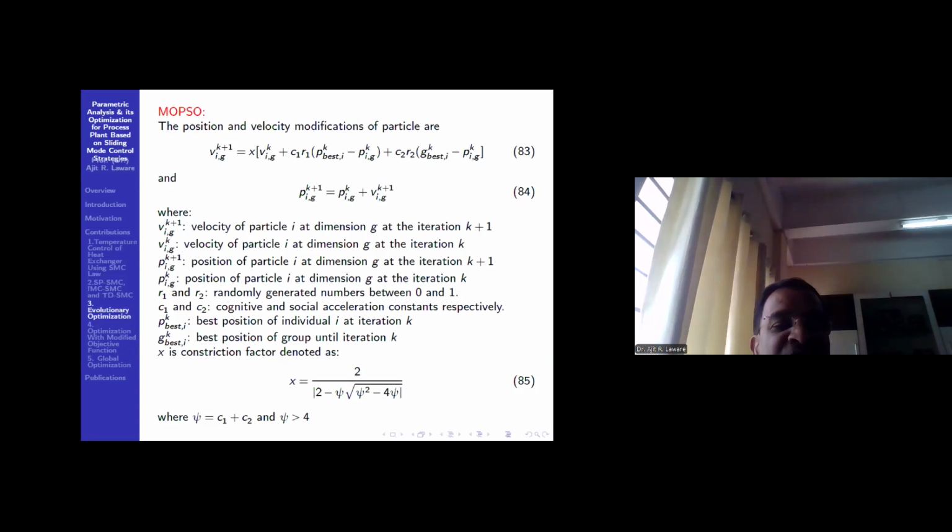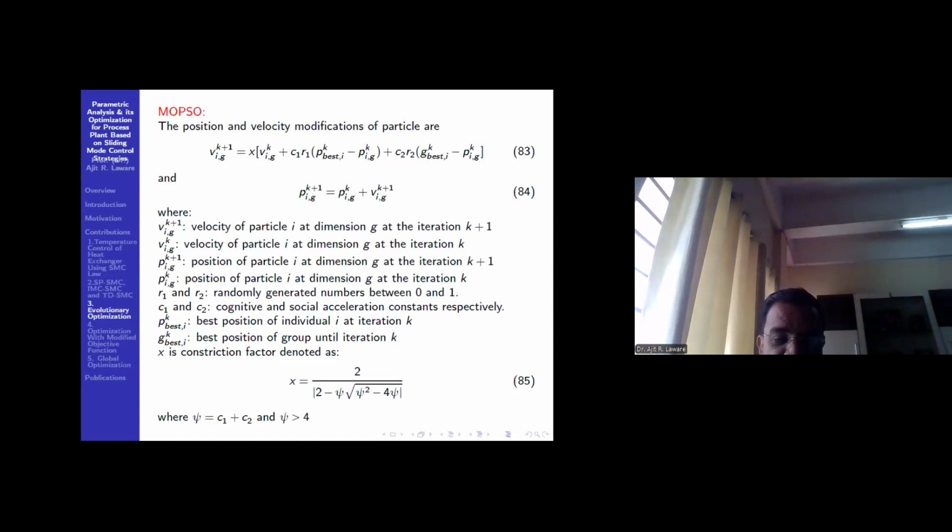Here V stands for velocity, and v_ij, where i is the particle, j is the dimension, and k is the counter. V is the velocity, and equation 84 gives you the position. The position and velocity modifications of the particle are represented by equations 83 and 84. Here, initially, instead of x, there is a constriction factor that is given by equation 85. Actually here what is happening is pbest and gbest. Pbest means personal best, gbest means global best.